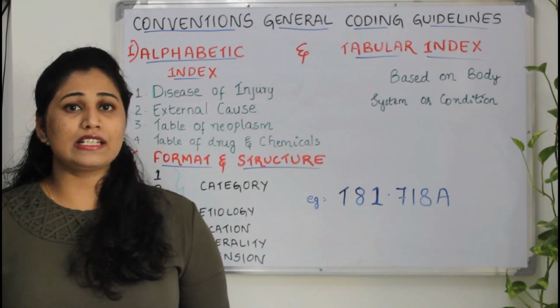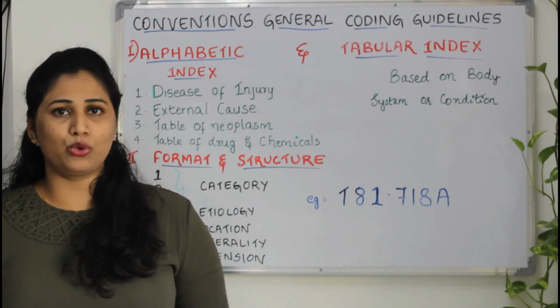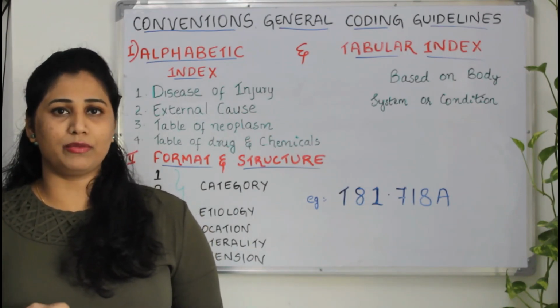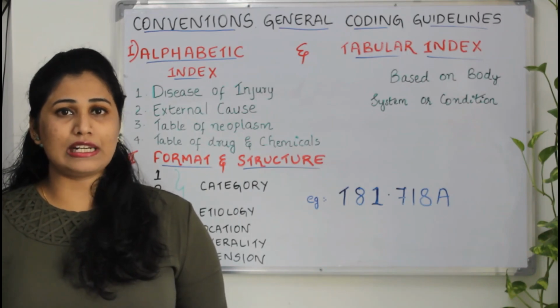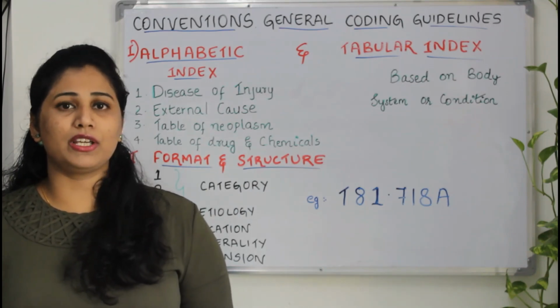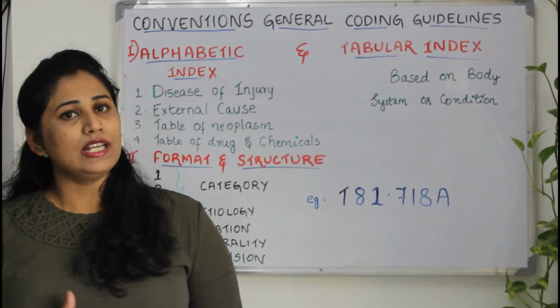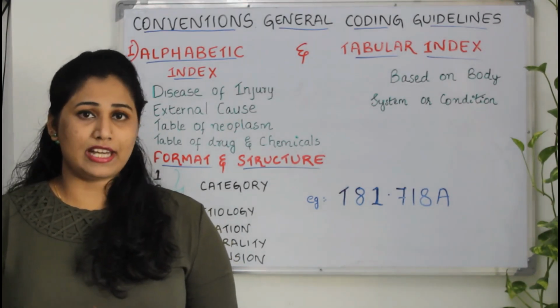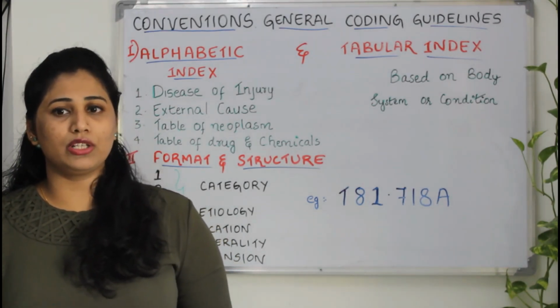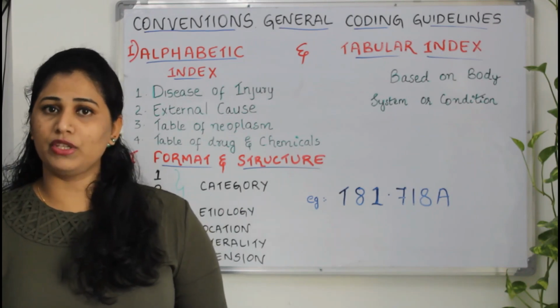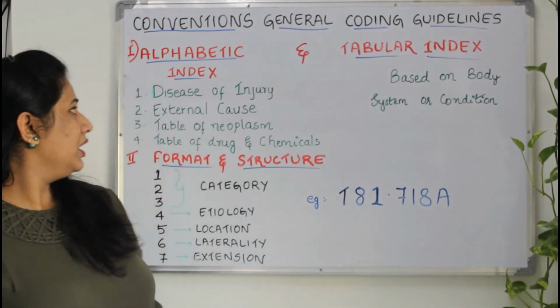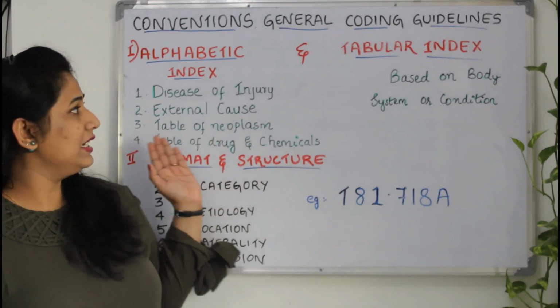In the alphabetical index, they will guide us where to go, how to go and all. Once you pick your code from there, you will go back to your tabular list and you will make confirmation by seeing that particular code in the tabular list. Okay, so the tabular list is very, very important. Without the tabular list, you can't confirm the codes. Okay, so this is the alphabetical index and tabular index.